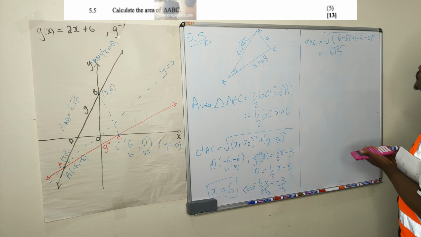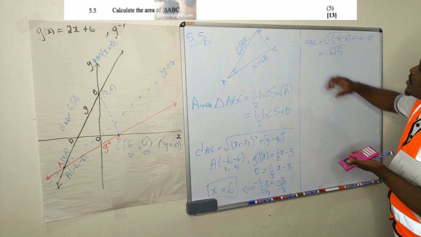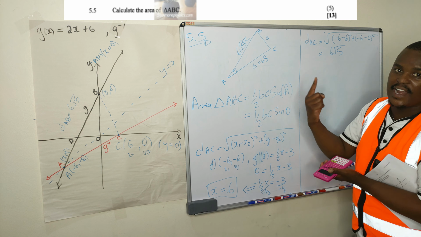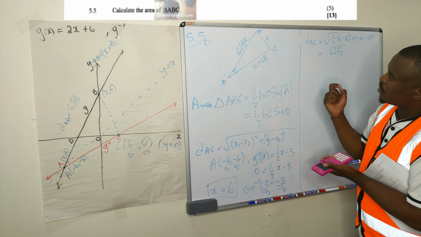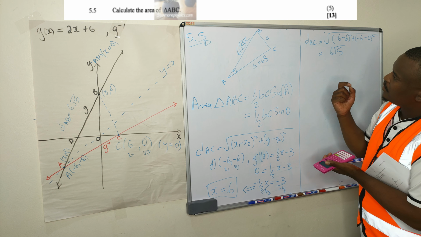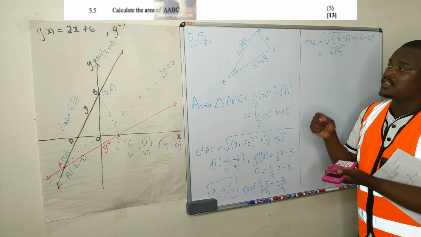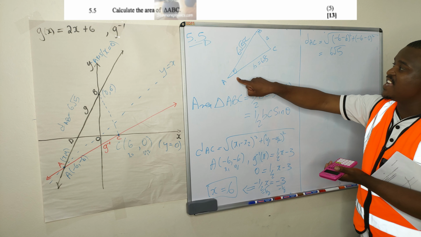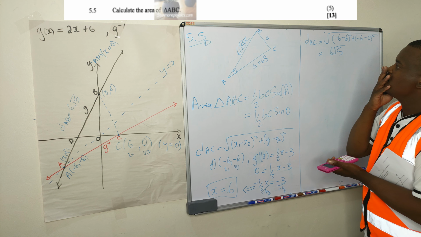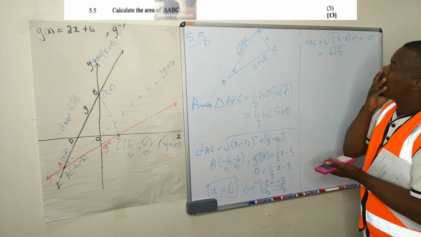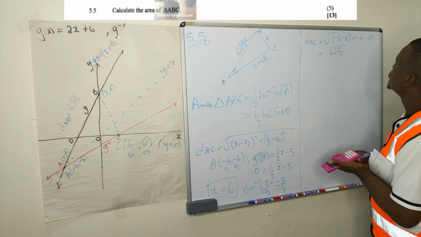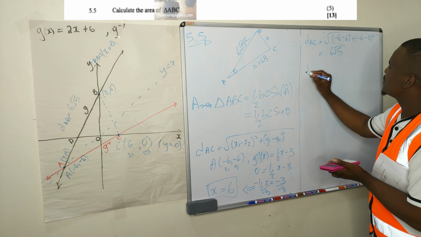So what do we do now? We say, okay, we can find the distance of this side. So we want to find all sides here and one angle. Once we find all sides, we use the cosine rule to find one of the angles. I'll find A in this case. After finding A, we can use our area rule formula. So let's find the distance BC.